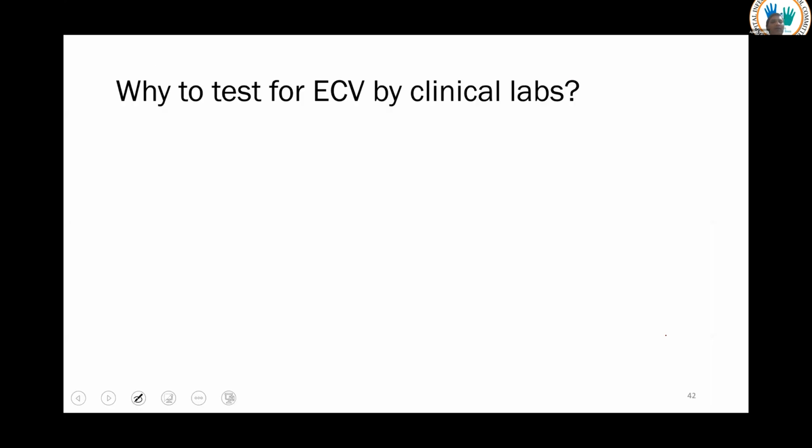Okay, then why to test? Yes, sir. Even for susceptibility, the definition says the highest MIC at which the growth is. Yes.